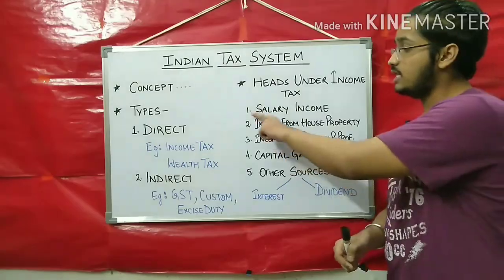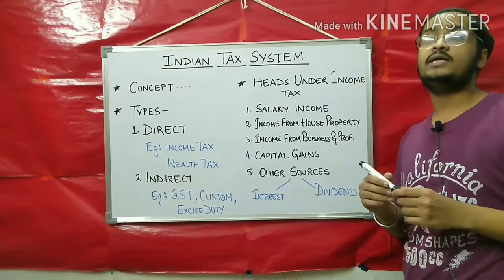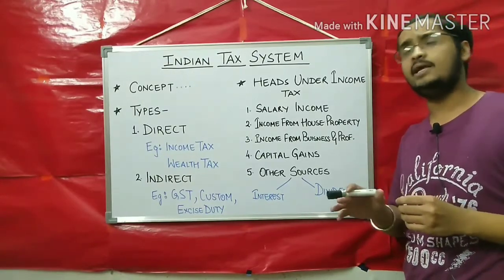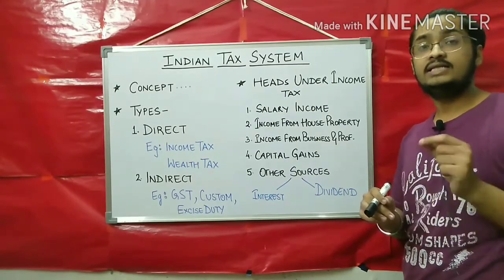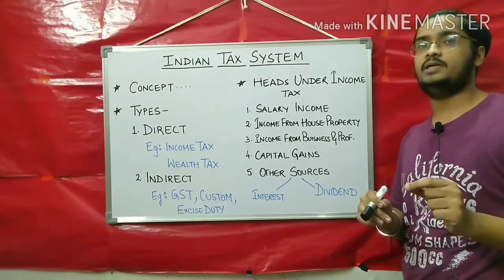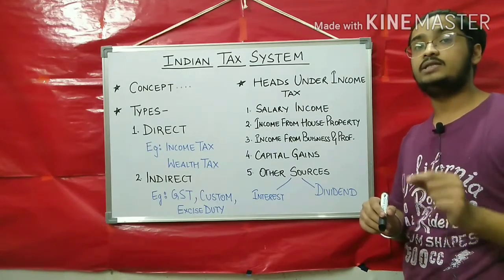The first is salary income. Now, if you are working in a firm or in any type of company or in any institute and you are getting a fixed amount of salary, that salary is taxable in nature. That is, on that salary you need to pay the taxes.